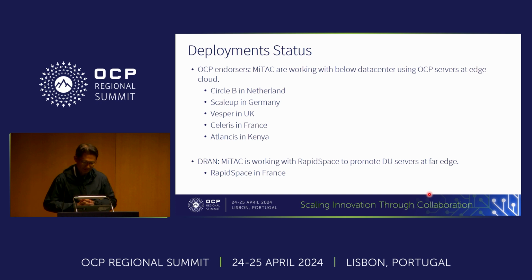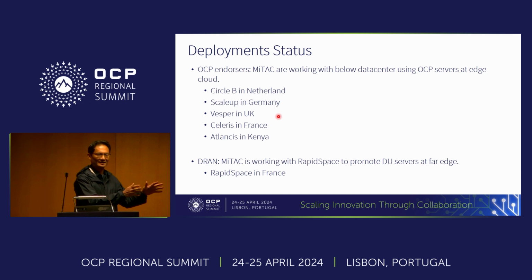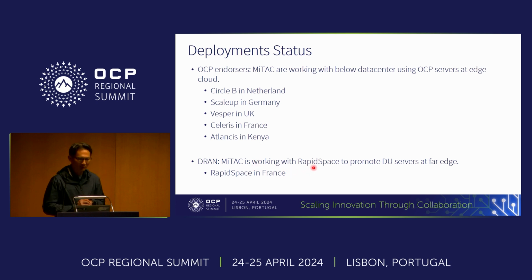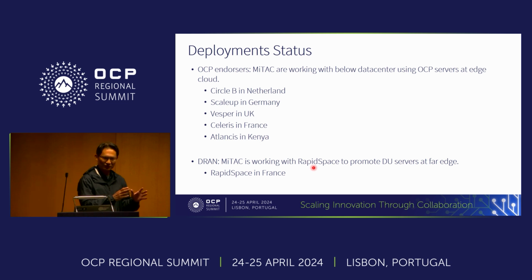And right now we have two kinds of customers, or you can call it an ecosystem, in Europe. The one on the top is our CSP customer here. So we are talking about some ideas to use an OCP server in their cloud data center to achieve what we do for CRAN. On the other hand, we also work with the other partner, Rapid Space, to promote the outdoor DU I just mentioned, 45H.